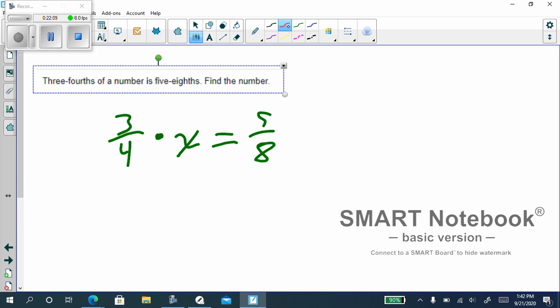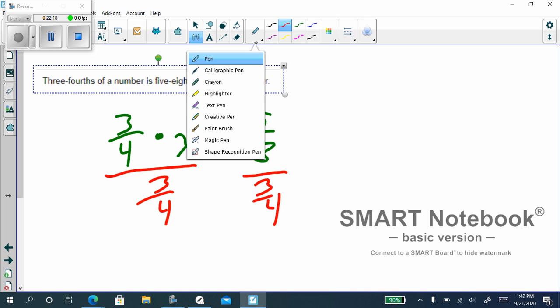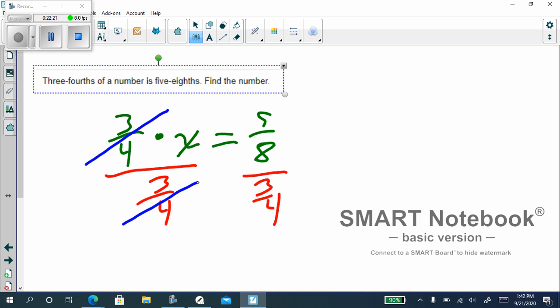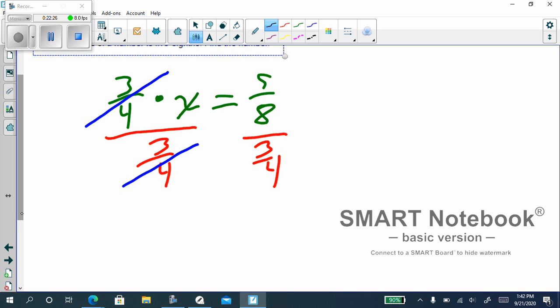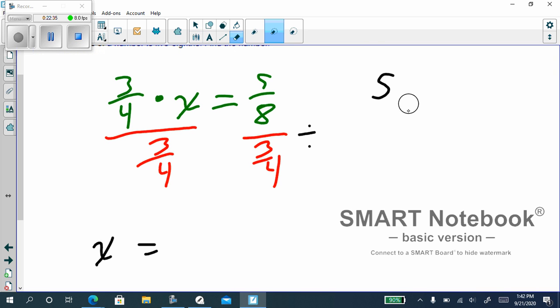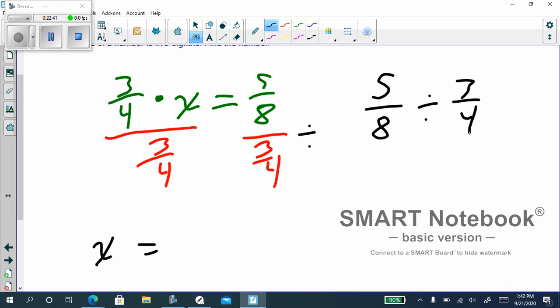So the opposite of multiplying is to divide. Divide both sides by 3/4. So anything over itself makes 1. So that leaves us with 1x, or just x. And when we're dividing by fractions, 5/8 divided by 3/4. Remember, the way we do that is we keep, change, flip. Keep the first one, multiply, and flip the second one.